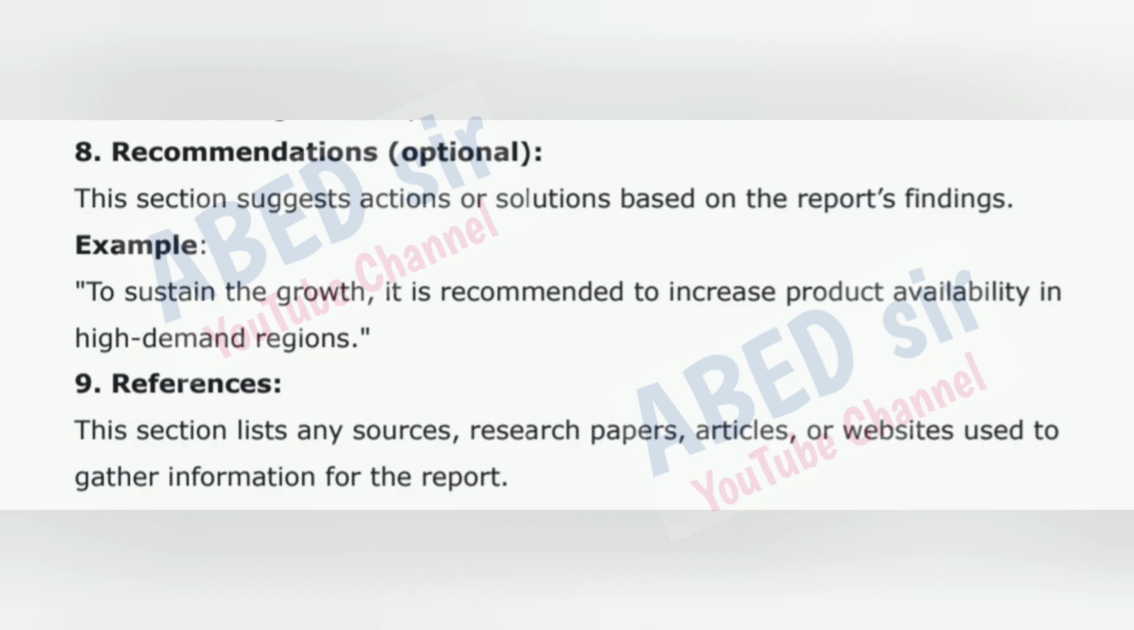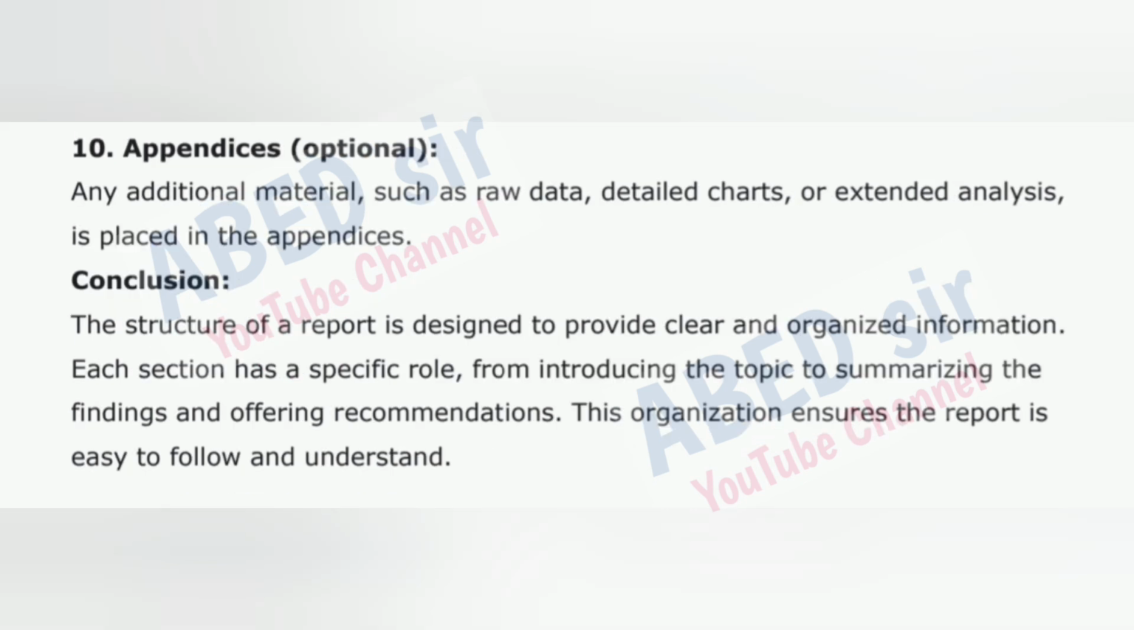This section suggests actions or solutions based on the report's findings. Example. To sustain the growth, it is recommended to increase product availability in high-demand regions. 9. References. This section lists any sources, research papers, articles, or websites used to gather information for the report. 10. Appendices, optional. Any additional material, such as raw data, detailed charts, or extended analysis, is placed in the appendices.